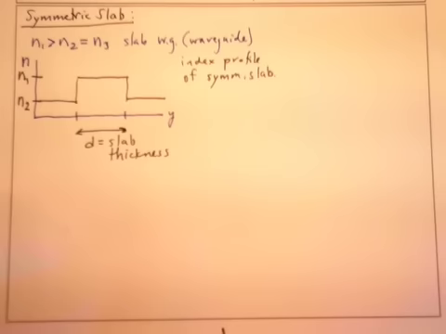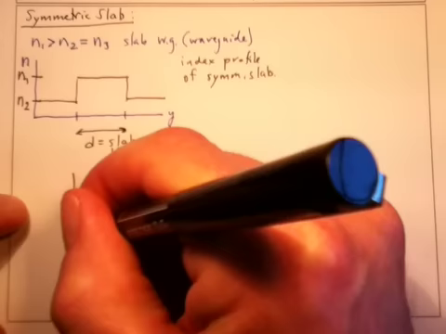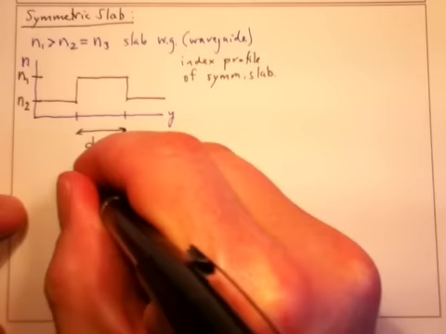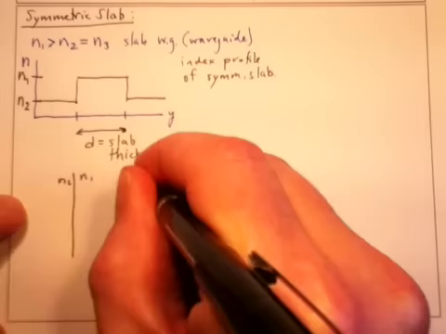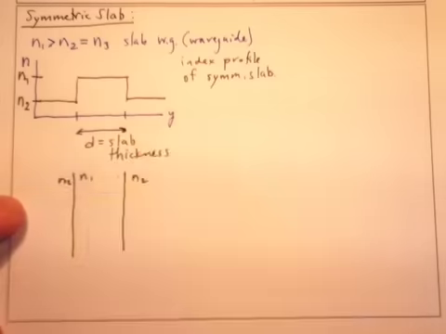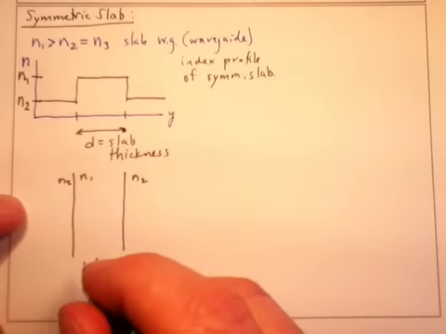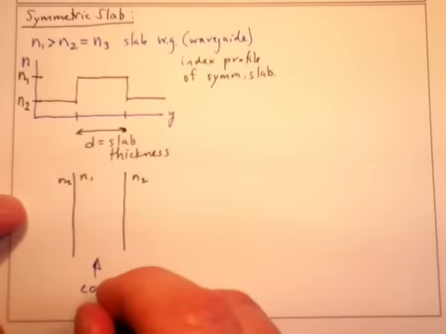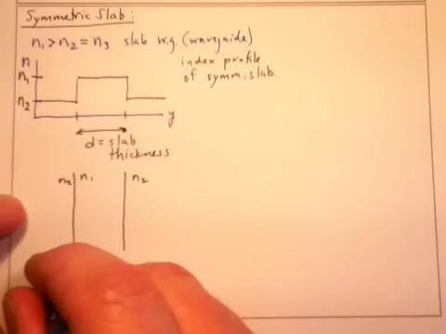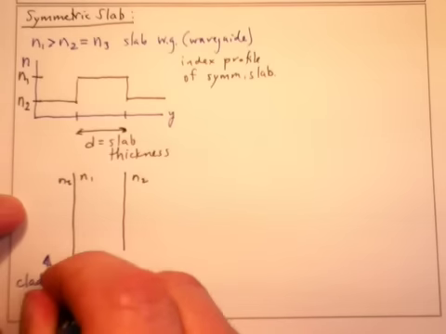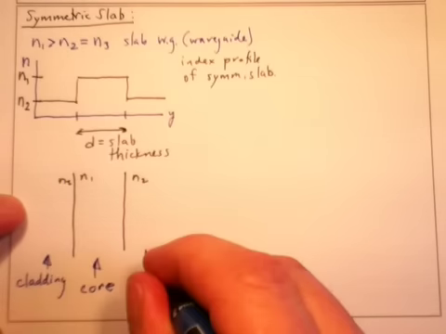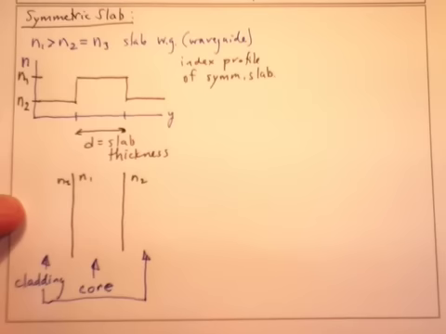Okay. I'll draw the slab right underneath here, with N1 inside and N2 on the outside. I'm going to go ahead and label these. Inside the slab is called the core, and on the outside it's called the cladding.